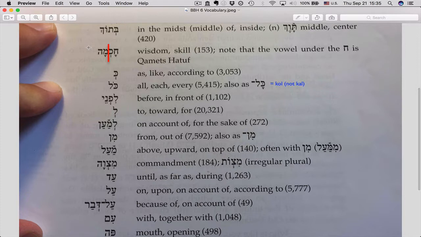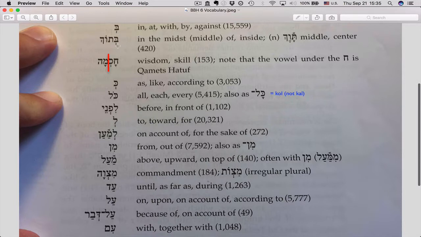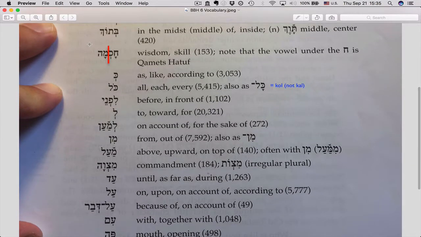Our next word, betoch, is really two words. It's b, in, and this noun, tavech, which becomes toch. So in the middle. Tavek is a noun that means middle or center. So when you say betoch, you mean in the middle of.